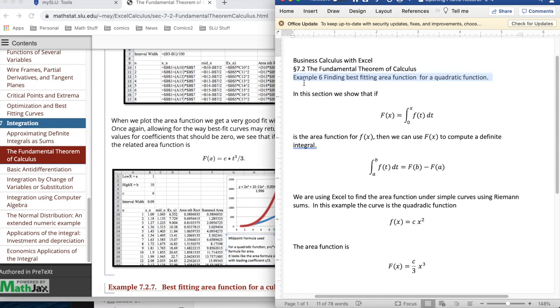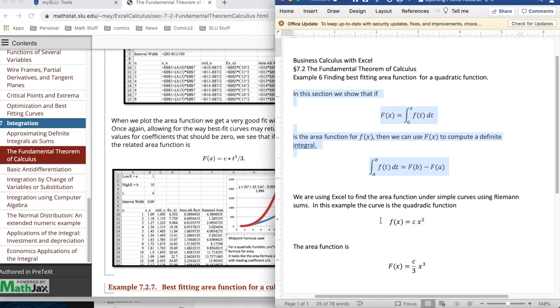Good morning. We're looking at example 6 out of section 7.2 of the Fundamental Theorem of Calculus in Business Calculus with Excel. This section concerns the Fundamental Theorem of Calculus and says that if we define an area function as the definite integral over some base function little f of x, we can use that to compute a definite integral.